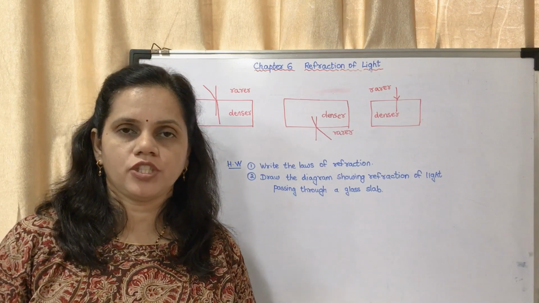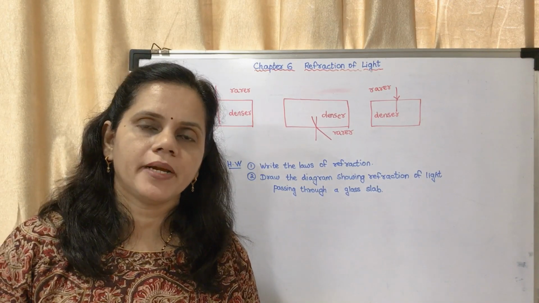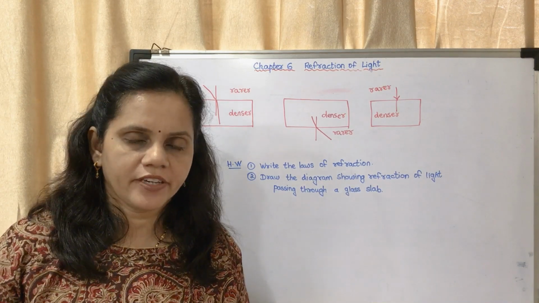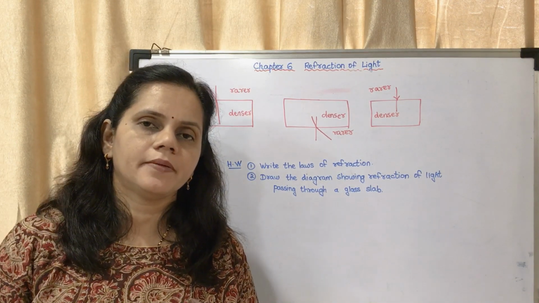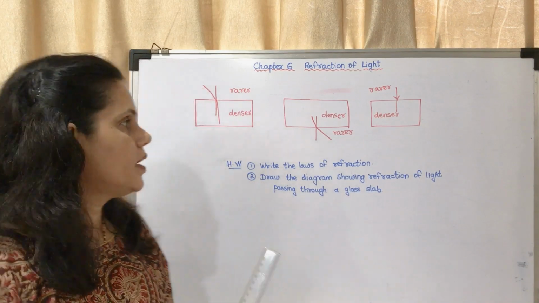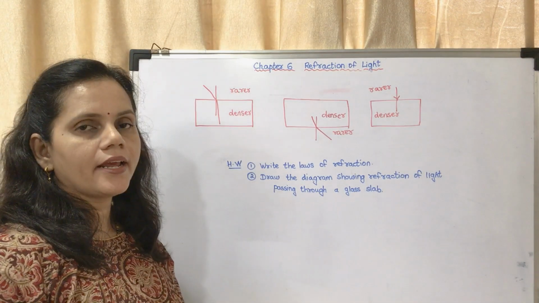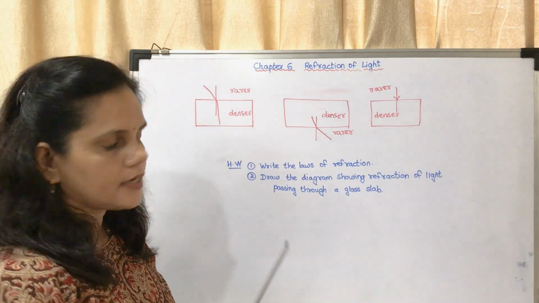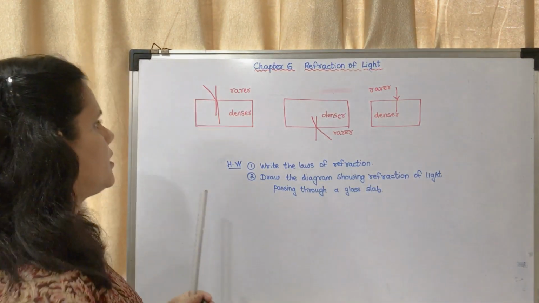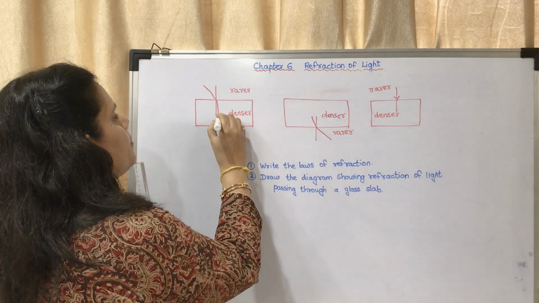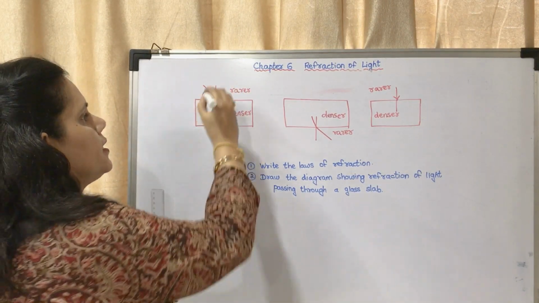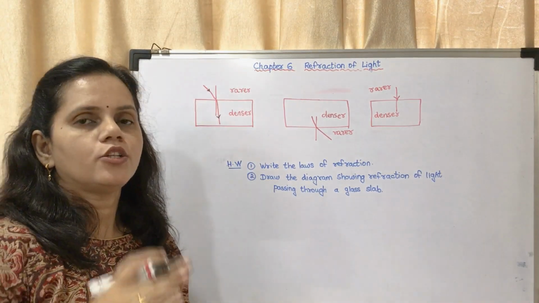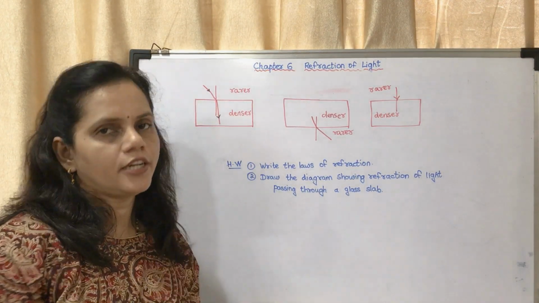Now the next is, when light passes through different media, what are the different types of refraction which occur? I told you there is a rarer medium and a denser medium. In a rarer medium the particles are far from each other, and in a denser medium the particles are nearer to each other. Here they have shown, when a ray of light passes from a rarer medium to a denser medium, the ray bends towards the normal. This is the normal, this is the incident ray, and this is the refracted ray.